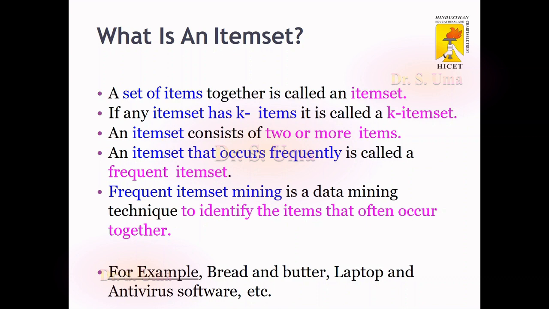Frequent item set mining is an important activity in data mining. It is a technique used to identify the items that occur frequently in a transaction. For example, in a departmental store, the items that are bought together, bread and butter, are kept together in order to boost the sales of butter or vice versa. Similarly, people who buy a laptop also buy antivirus software. These are certain examples.